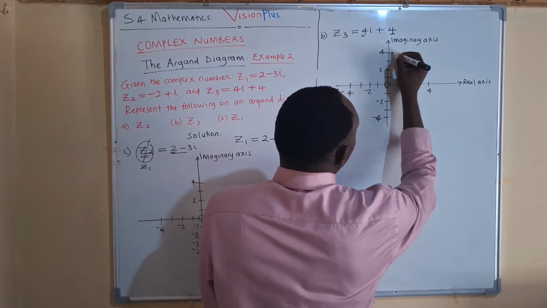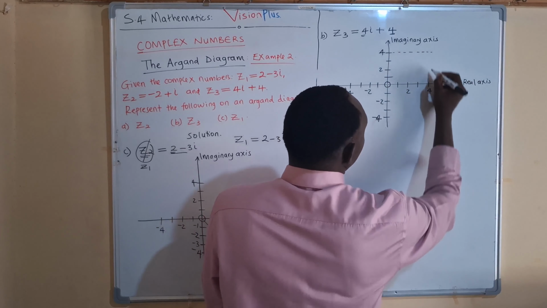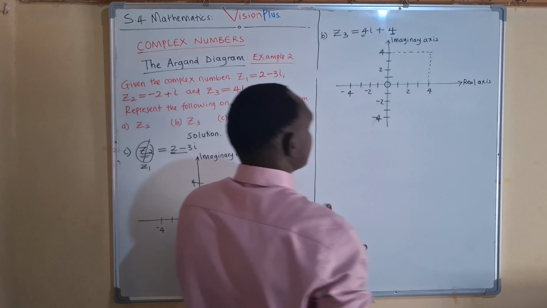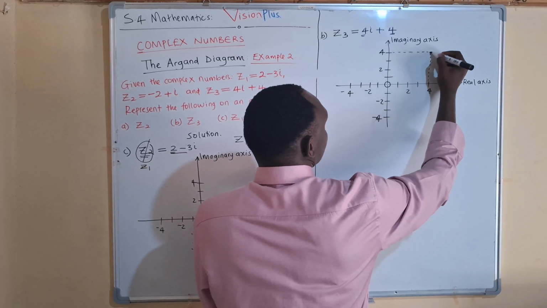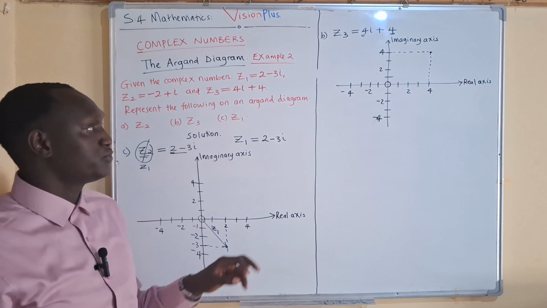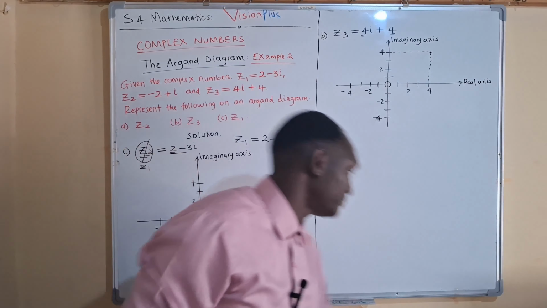Then you see where they're meeting. Draw a straight horizontal line, then a straight vertical line, and see where they intersect. This is where they are meeting. This is their point of intersection. Then you draw a straight line from the origin to that point of intersection.